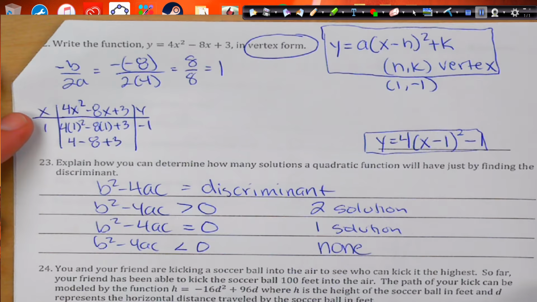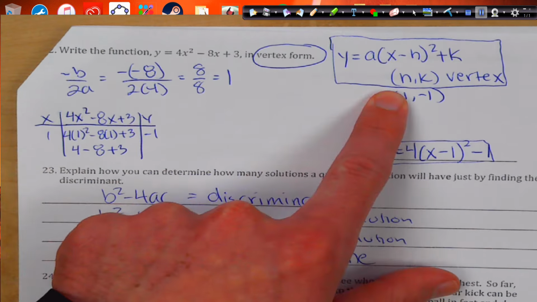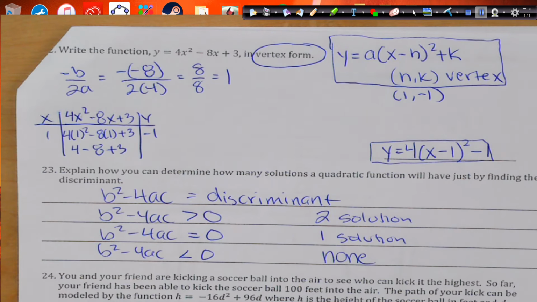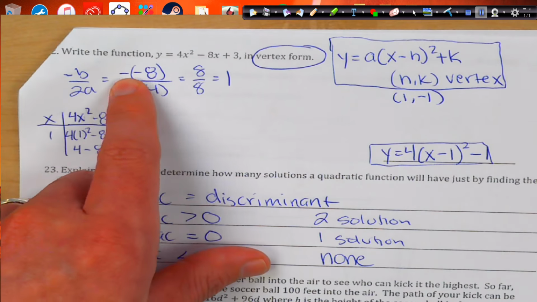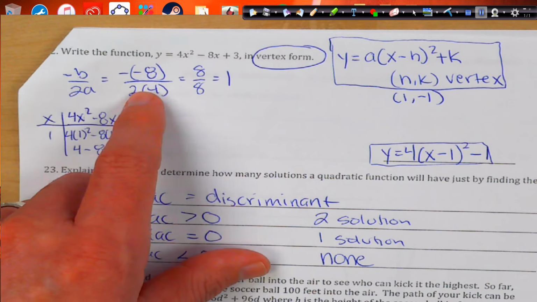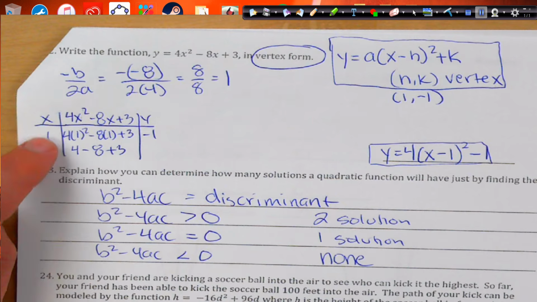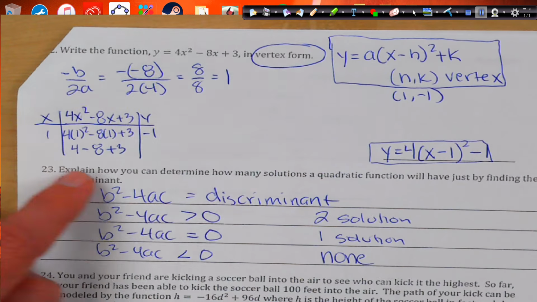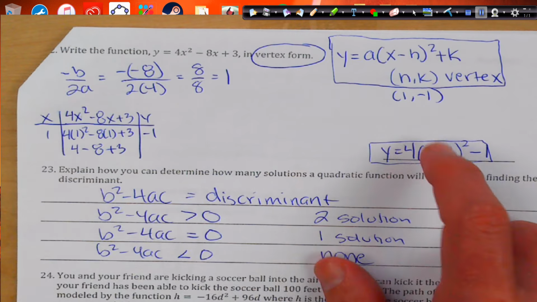Okay, I did do number 22, and it's putting it in vertex form, so you have to know the vertex form. So first thing is we want to find the vertex. So we use negative b over 2a, so I got negative 8 with a negative out front, so it makes it positive 8, and then 2 times a, which is 4, so we get 1. And then plugging in 1 for x will give us the y value of negative 1, so we get our vertex here.